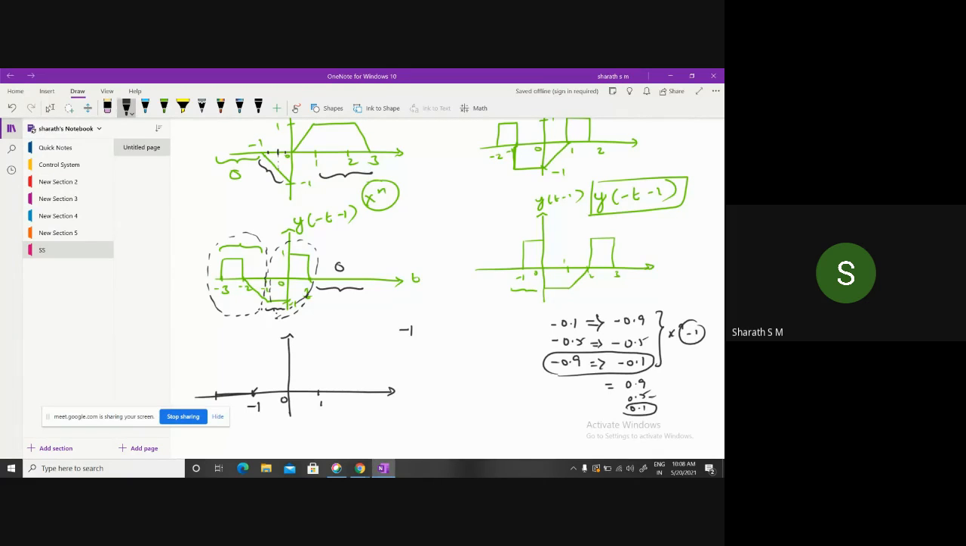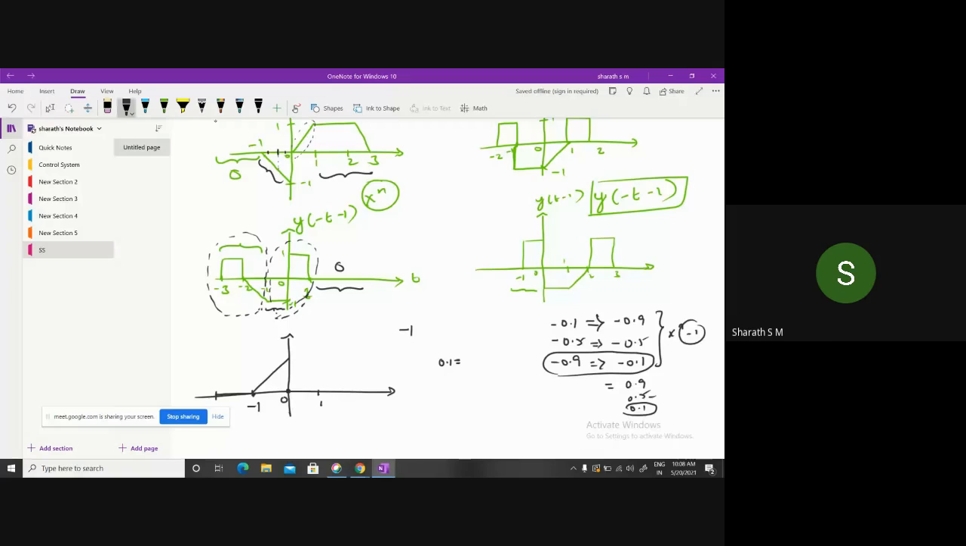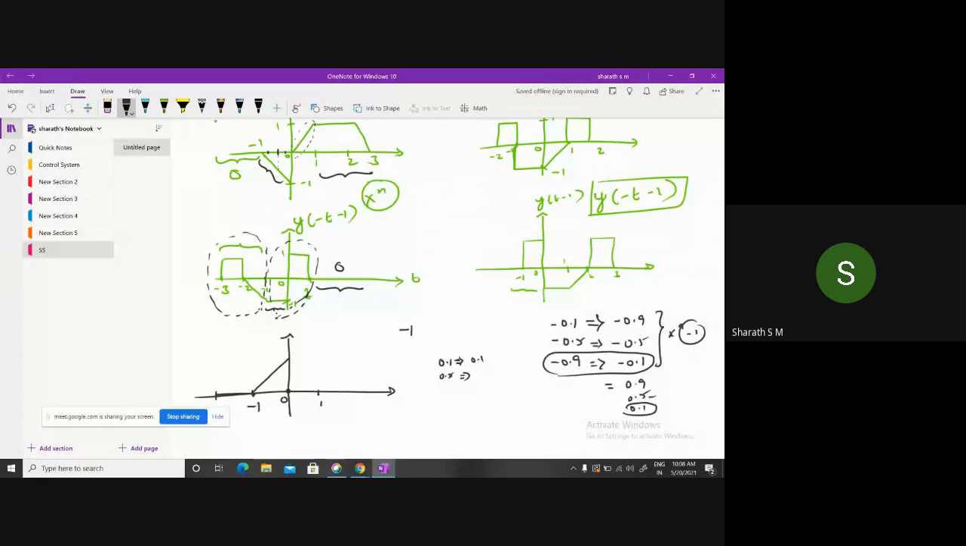Now this whole thing becomes the rising slope. At 0 it becomes 0. Afterwards, once again, we have a rising slope. At 0.1, what is the amplitude level? 0.1. At 0.5, what is the amplitude level? Since 1 has a value of 1, at half it should be 0.5. At 0.9, it is 0.9.